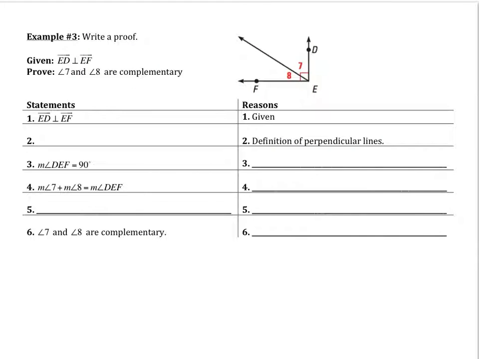Example number 3 has us doing another proof. The given is that ray ED is perpendicular to ray EF, and they want us to prove that angles 7 and 8 are complementary.